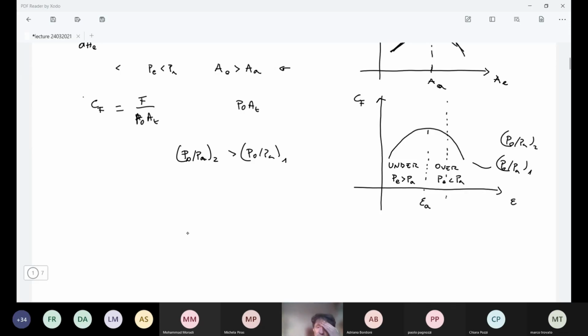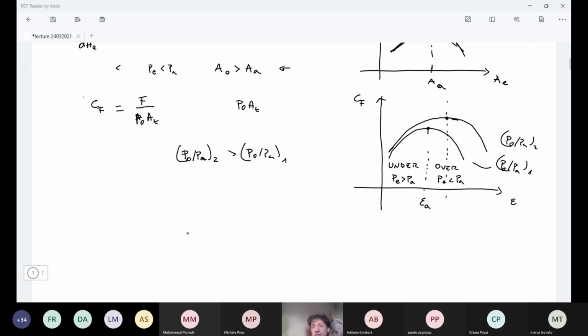And what will be the corresponding thrust coefficient as compared to this one? We have seen that the adapted thrust coefficient is increasing with the area ratio or the expansion ratio that you are considering. So we find that this new maximum will be at a higher value of thrust coefficient. And we can now draw the corresponding decreasing behavior after this maximum, which will be a line of this kind.